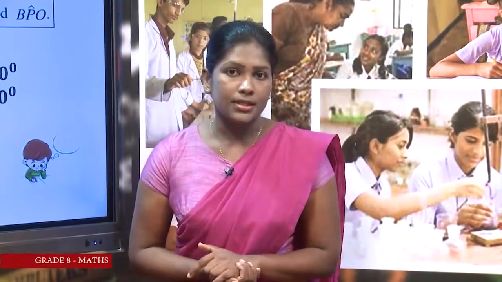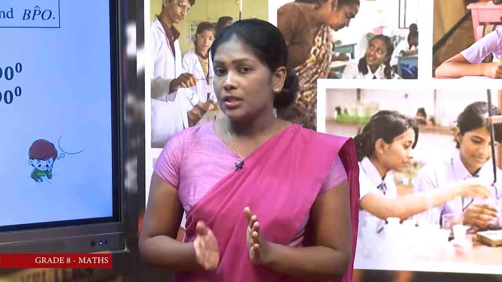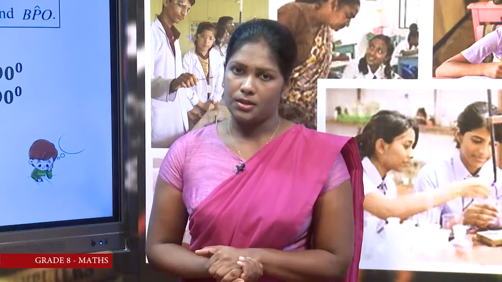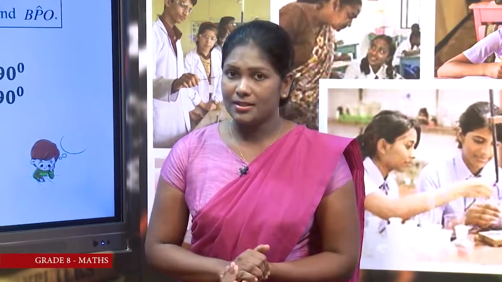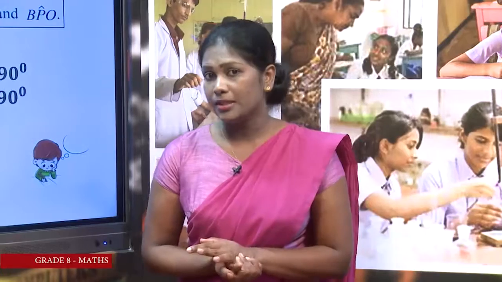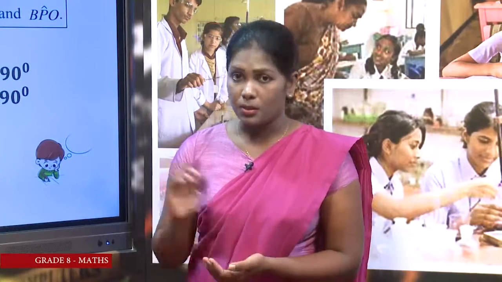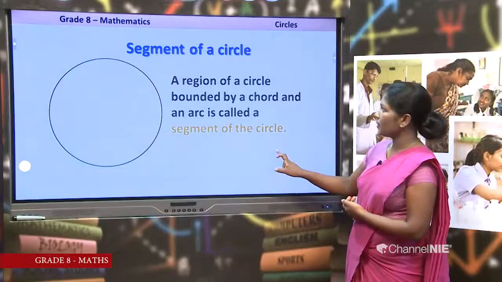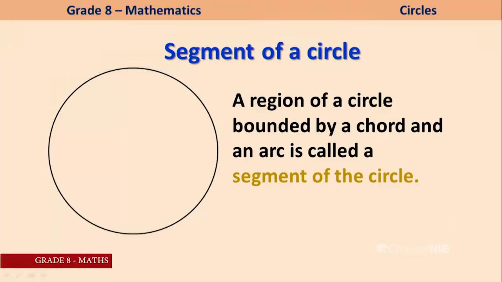Now, we did exercise 23.1. There are 5 questions. We discussed those questions. Now we have to learn about the other part of the circle. What is this? In grade 8 you have to learn about the segment of a circle. So what is the segment? Look at that. Segment of a circle: a region of a circle bounded by a chord and an arc is called the segment of a circle.